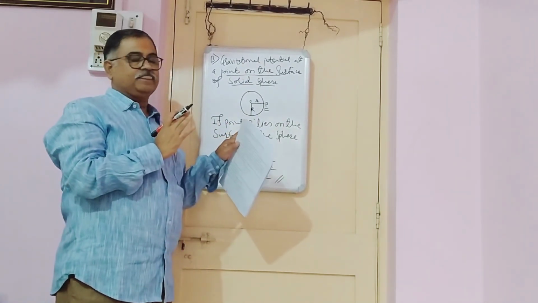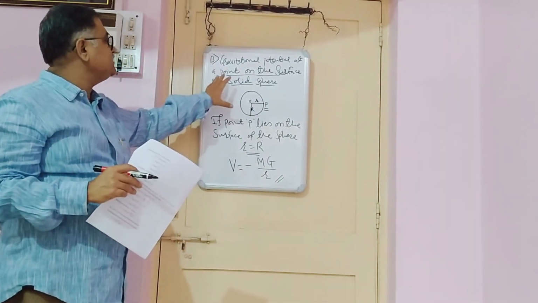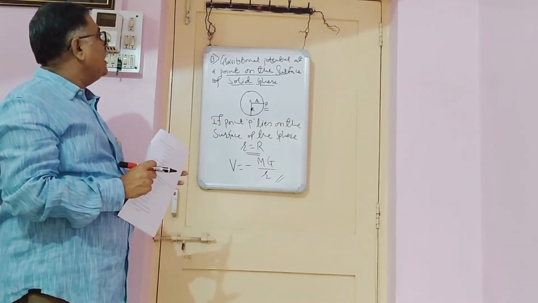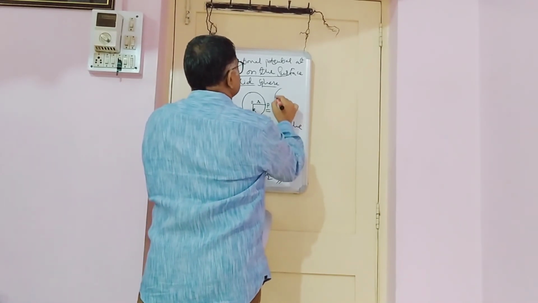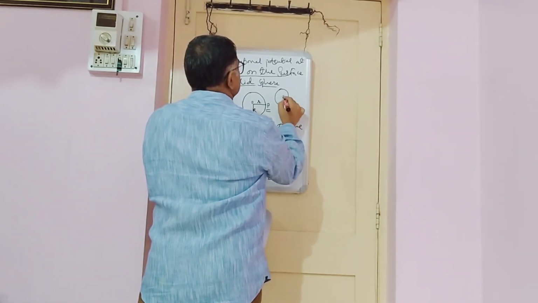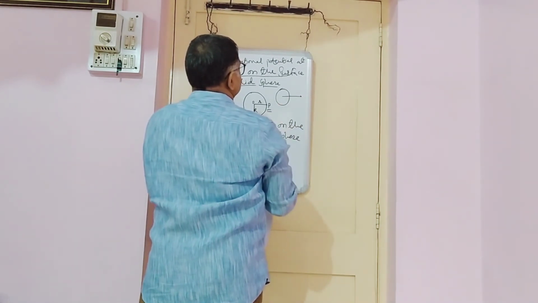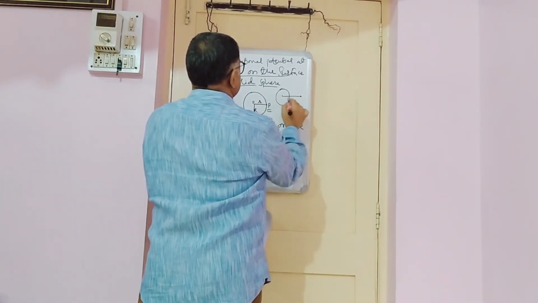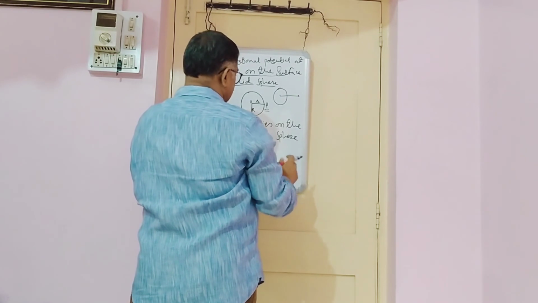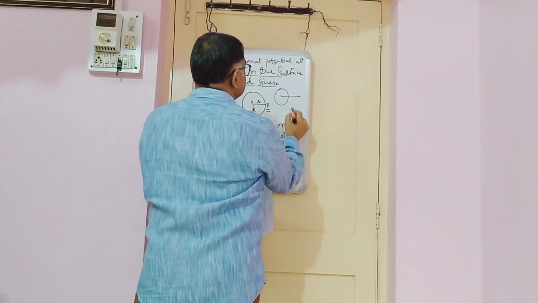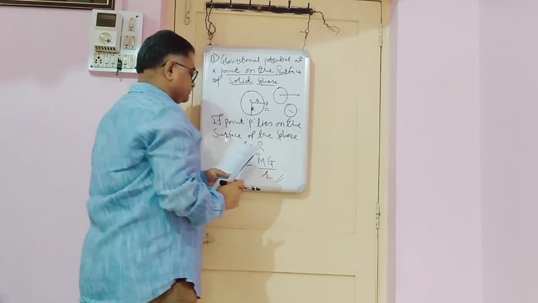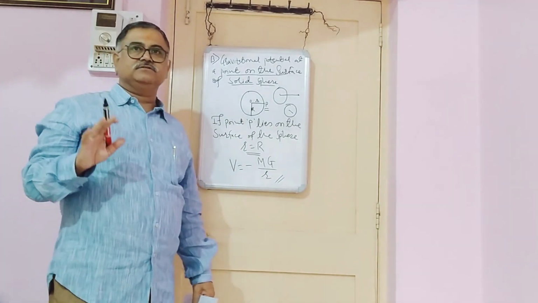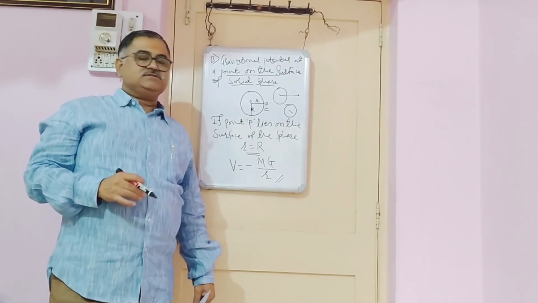When the question says gravitational potential at a point outside the surface of a solid sphere, then outside means this is outside, this is on the surface, and another case, next time we will see, inside the solid sphere. See this? Okay.